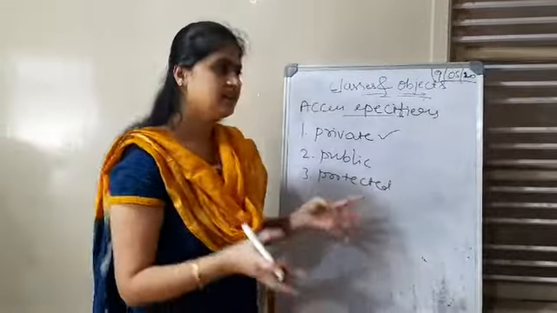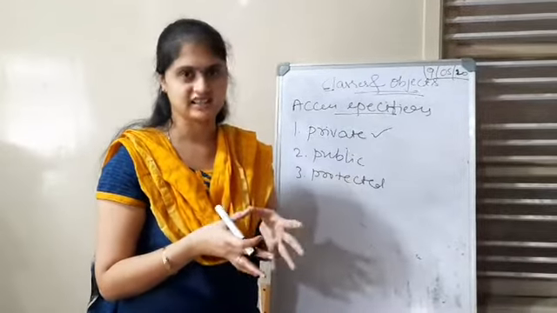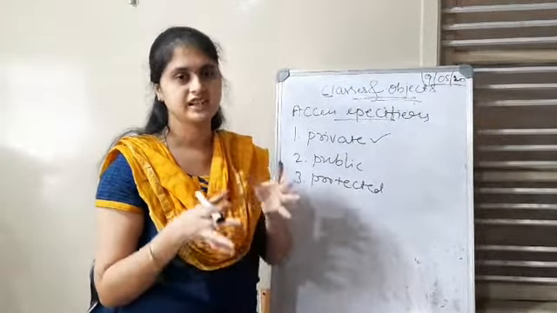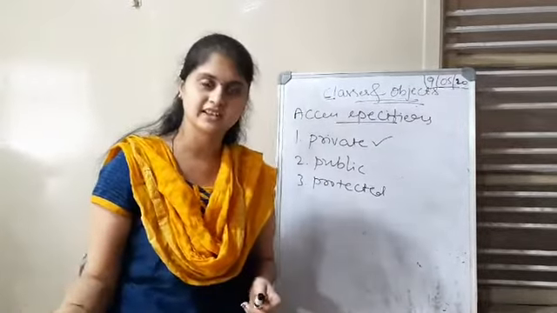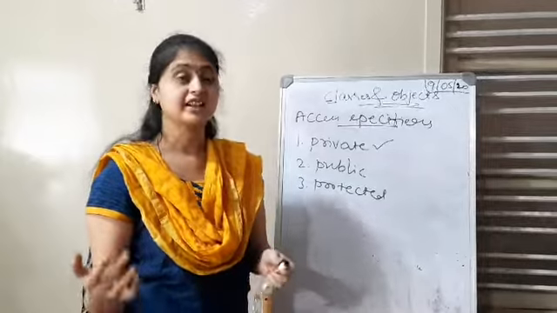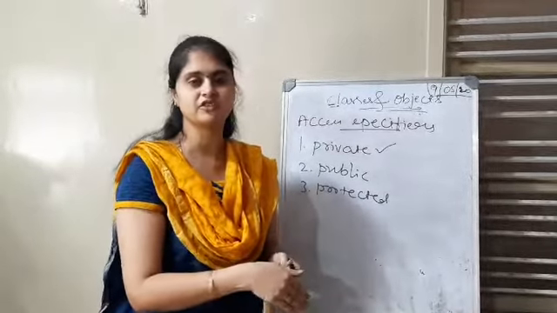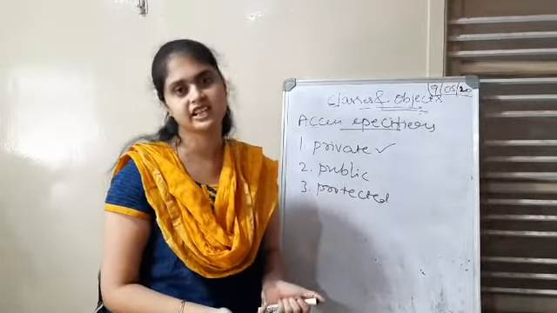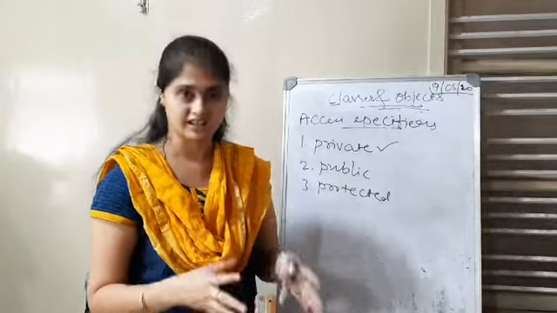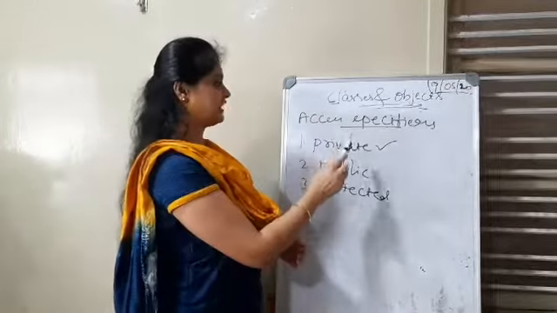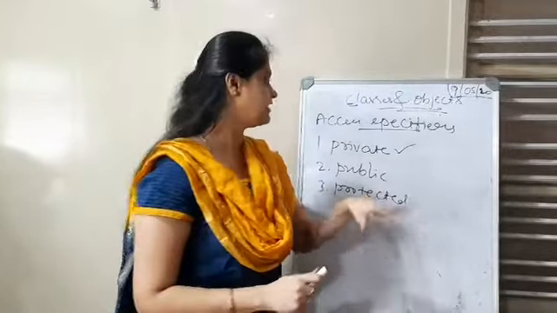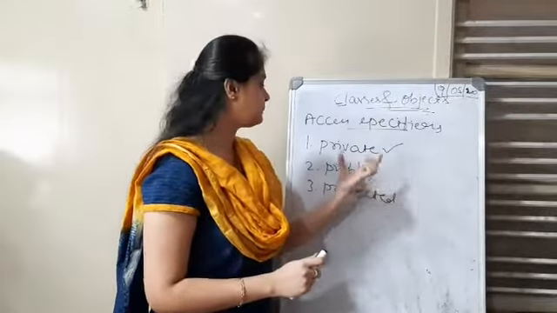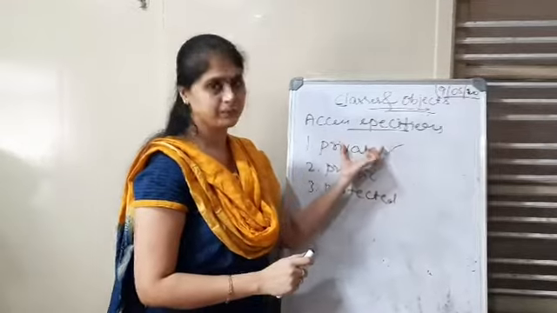For example, take a bank account: you have one account, whether a current account or savings account, whatever it may be. Another person also has another account. If he were capable of accessing the amount from your bank account, what would the security be? That is where we would lose, and hence we always define very secure data under private. So only public members can access the private data.